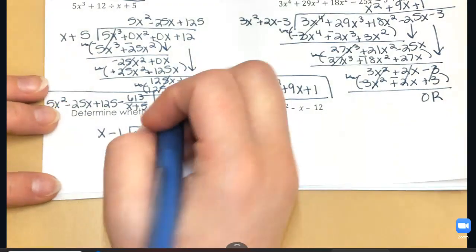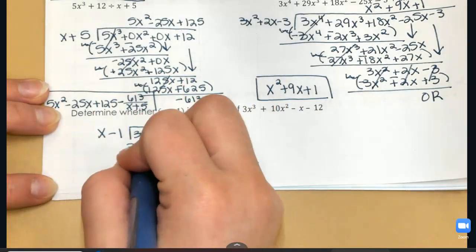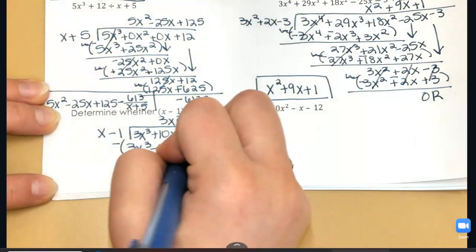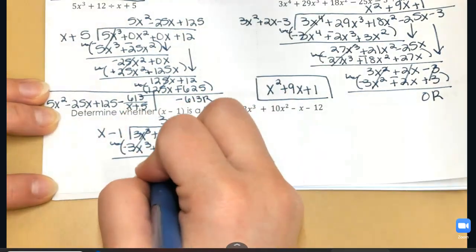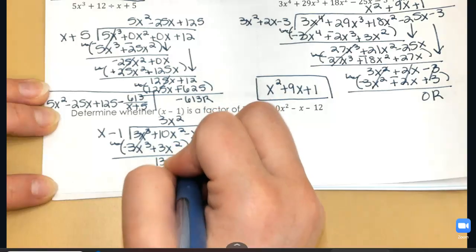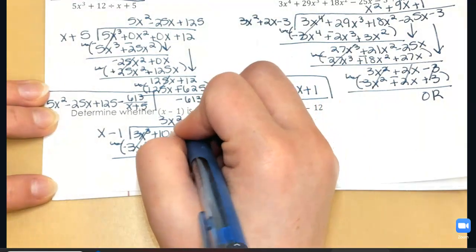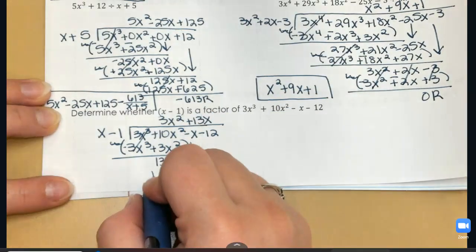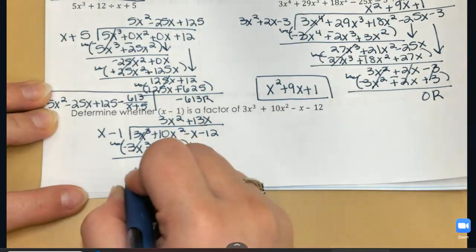3x to the third divided by x is 3x squared. I'm going to multiply and get 3x to the third minus 3x squared. Subtracting and distributing that negative. I now get 13x squared minus x. 13x squared divided by x is 13x. When I multiply, I get 13x squared minus 13x.